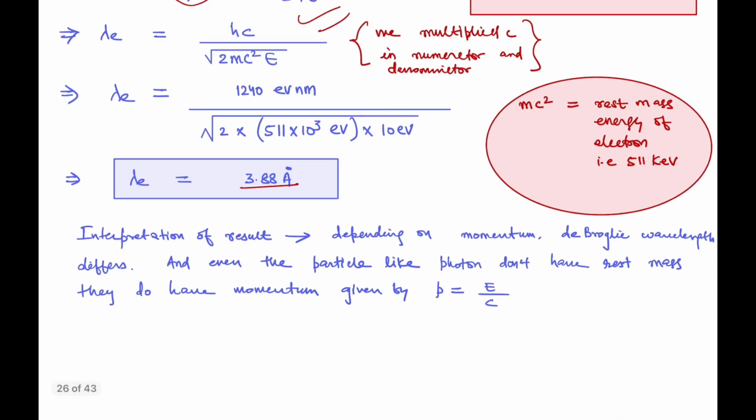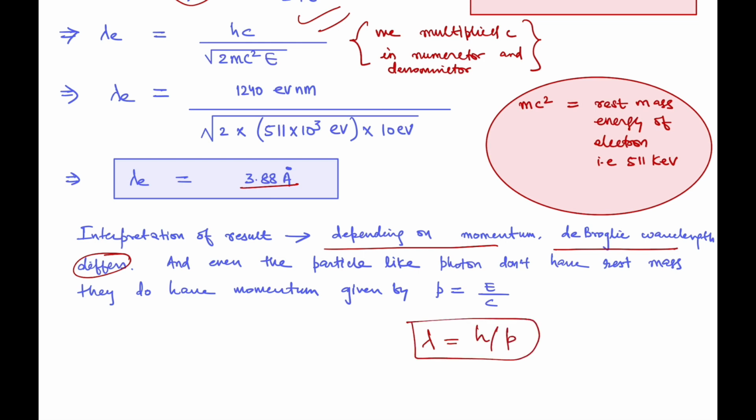So what could be the interpretation of the result? Depending on momentum, the de Broglie wavelength differs. If the momentum changes, obviously the wavelength also changes, because the basic formula is that wavelength is h divided by momentum. Also, the photon and electron are different kinds of entities. The electron is a particle which has rest mass, and the photon doesn't have rest mass.